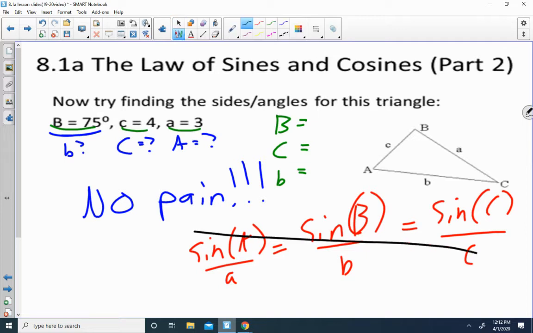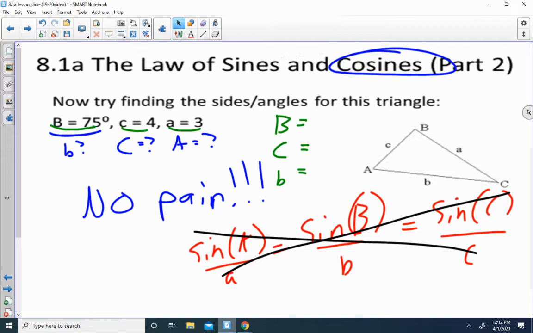Sadly, I cannot use this if I don't have a pair of A's, a pair of B's, or a pair of C's. So what are we going to do? How are we going to solve this if we don't have a pair? Well, it turns out when you don't have a pair, that's when you have to go to the second law, or the law of cosines. And the law of cosines is on the next slide.